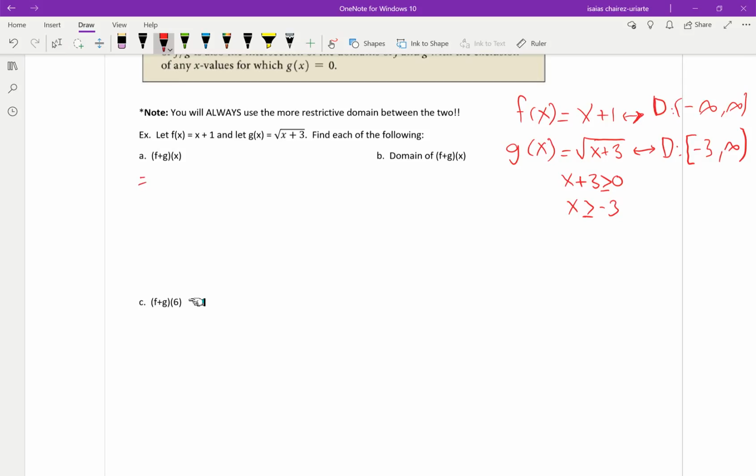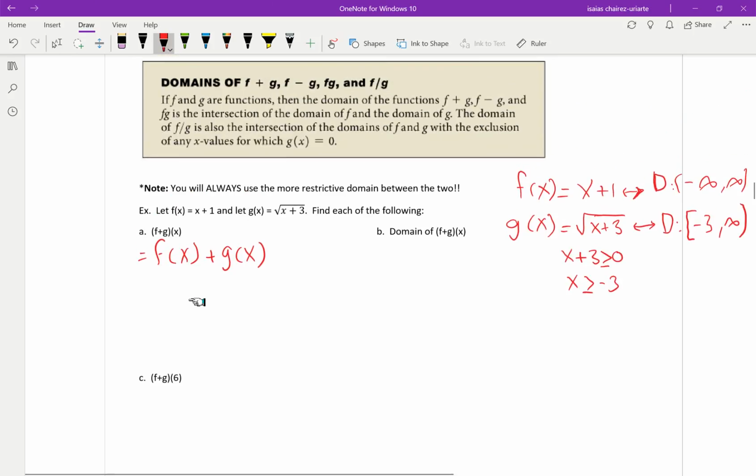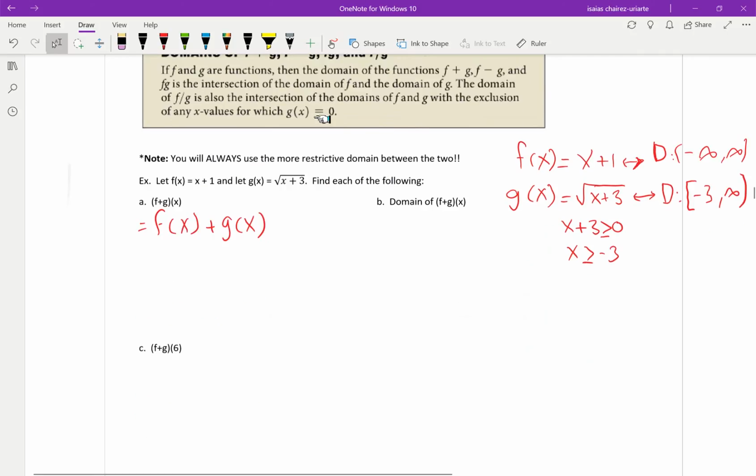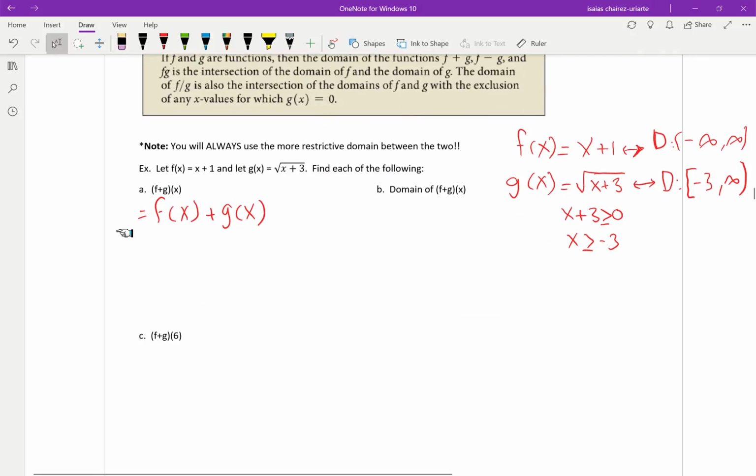I know that this is supposed to be equal to f of x plus g of x. That's just by the definition that they gave us up here. So f plus g of x is just equal to f of x plus g of x. Okay, so let me just continue here. The f of x is just x plus 1, and then plus my function g of x, which is the square root of x plus 3.